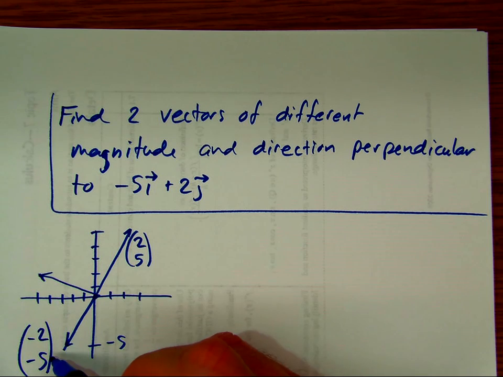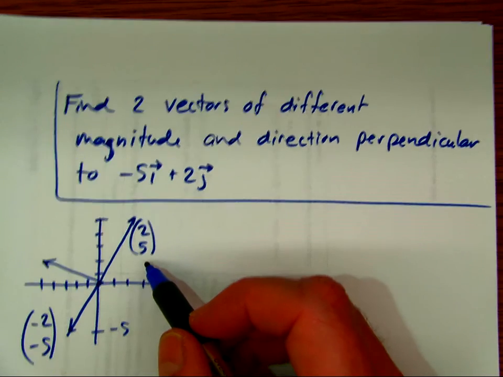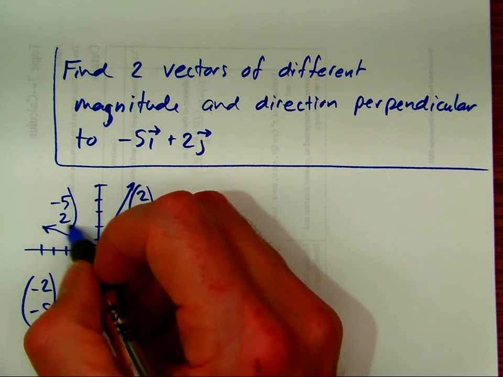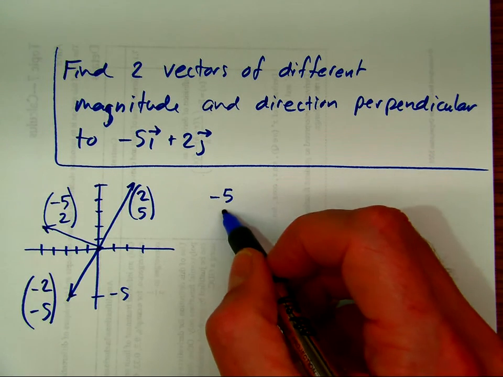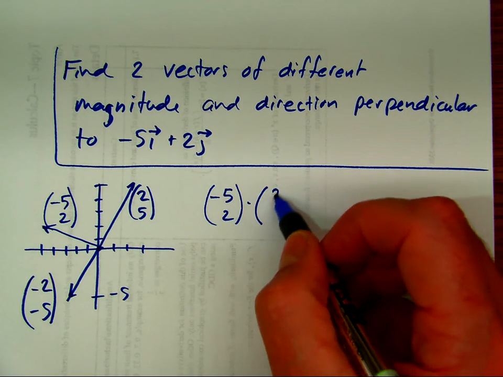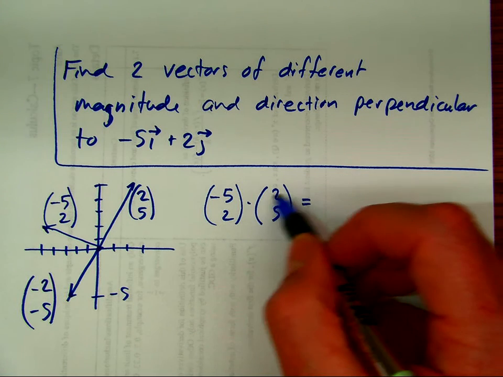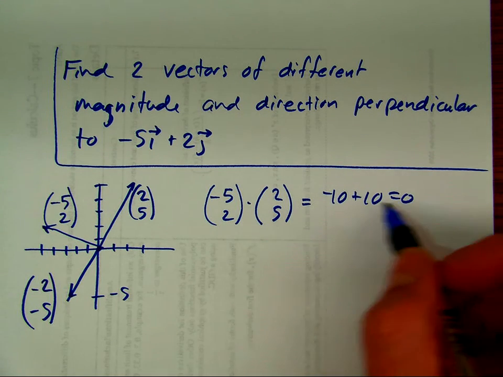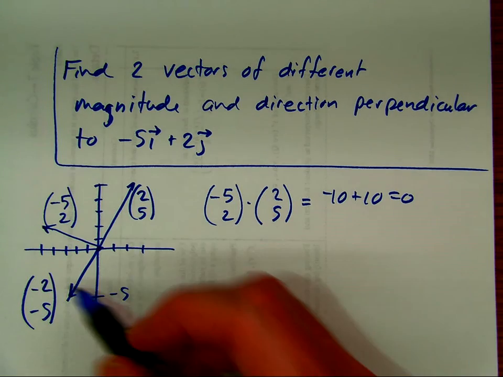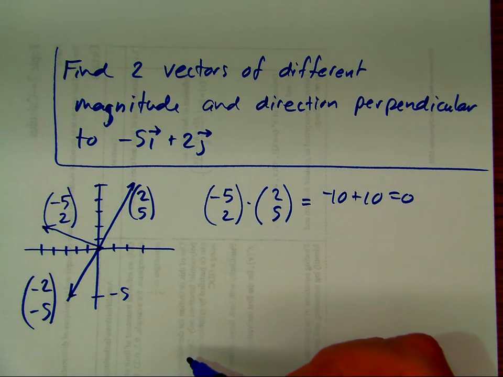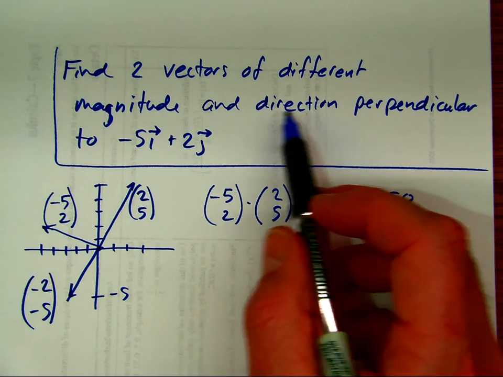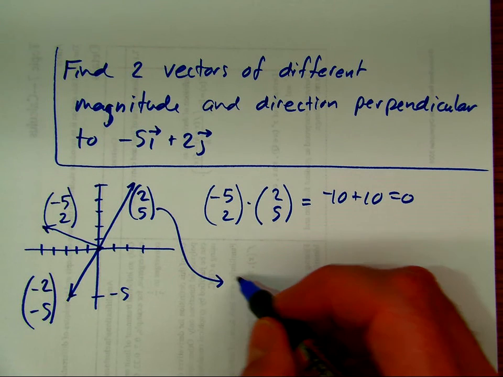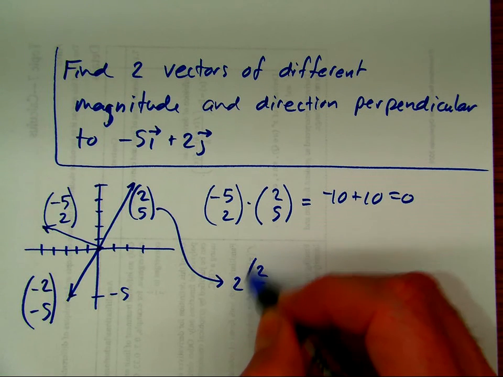And if you look at the graph and find these perpendicular vectors, you could always test them. Here we have negative 5, 2. Is negative 5, 2 perpendicular to 5, 2? So we do the dot product, and we get negative 10 plus 10 is 0. So we've checked it, and those are perpendicular. It did say different direction and a different magnitude. So we could say a different magnitude would be some number times the vector.